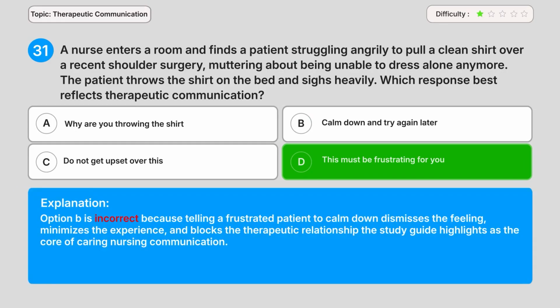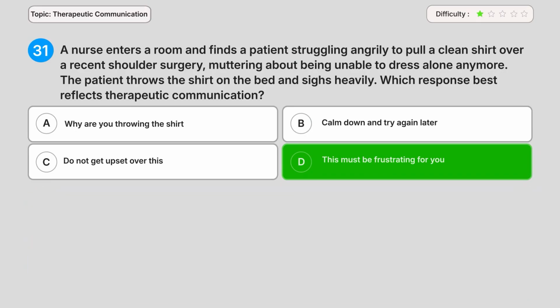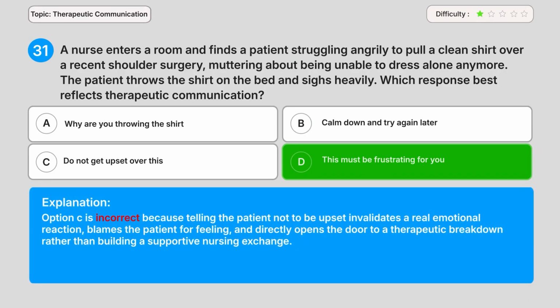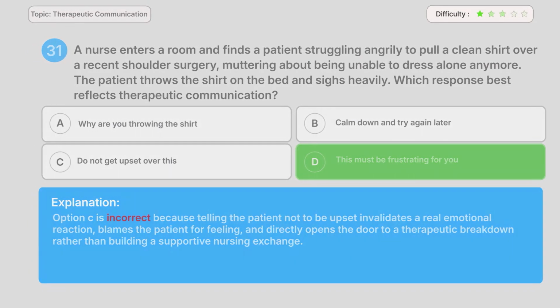Option B is incorrect because telling a frustrated patient to calm down dismisses the feeling, minimizes the experience, and blocks the therapeutic relationship the study guide highlights as the core of caring nursing communication. Option C is incorrect because telling the patient not to be upset invalidates a real emotional reaction, blames the patient for feeling, and directly opens the door to a therapeutic breakdown rather than building a supportive nursing exchange.